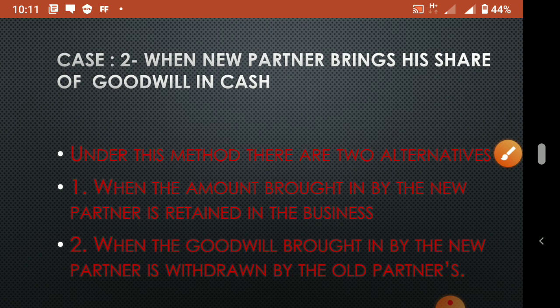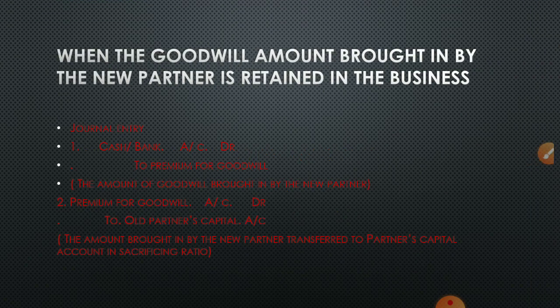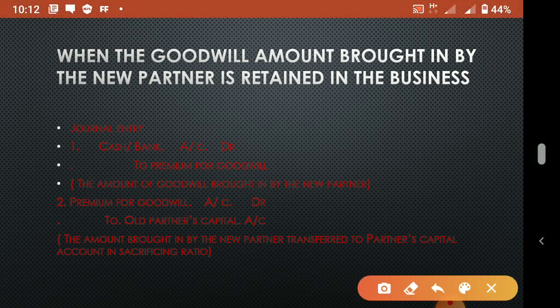Understood? So when the goodwill is paid privately, no journal entry. When the new partner is bringing the share of goodwill amount in cash, there are two cases. First case is the partners can retain it in the business. Second case is they can withdraw it. Okay. So when the goodwill amount brought in by the new partner is retained in the business, what is the journal entry?